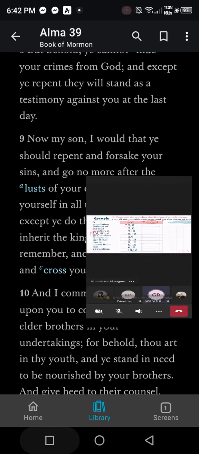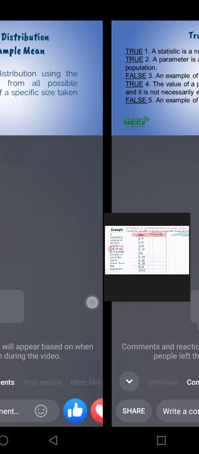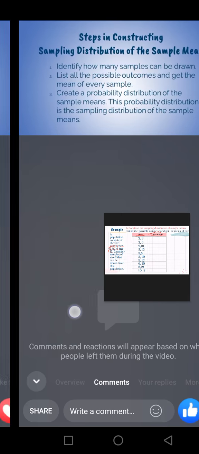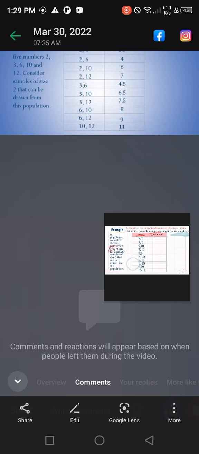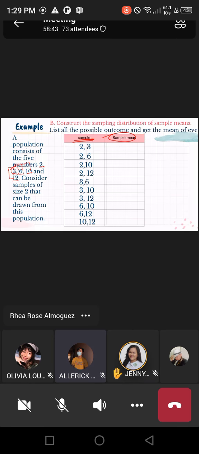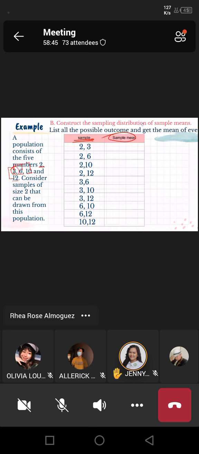From sample, may idea ba? Sige, si Jenny. Are you raising your hand, Jenny? Yes po, ma'am. Ang first po is i-add po yung dalawa, then i-divide po into 2. Okay, very good. So, we will add the 2 samples here. Ano tayo horizontally. So, 2 plus 3 divided by 2 is 2.5.